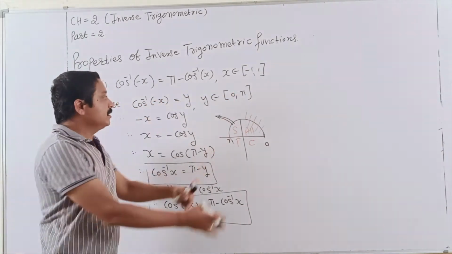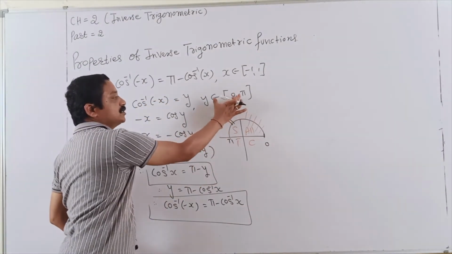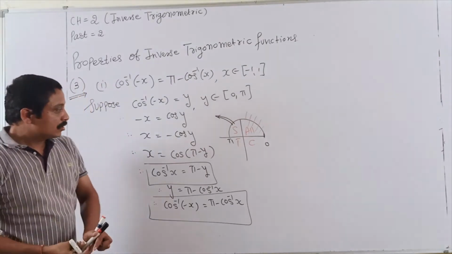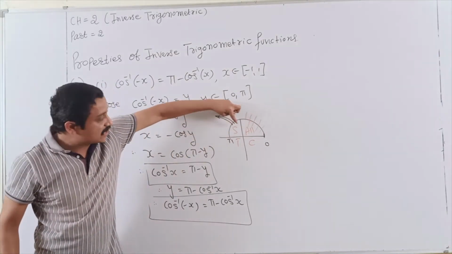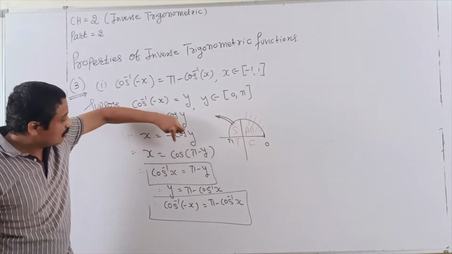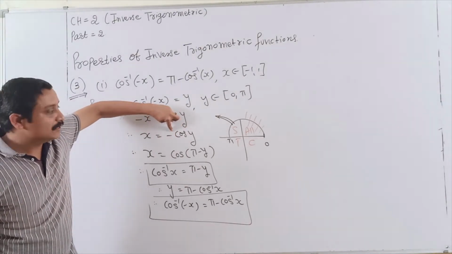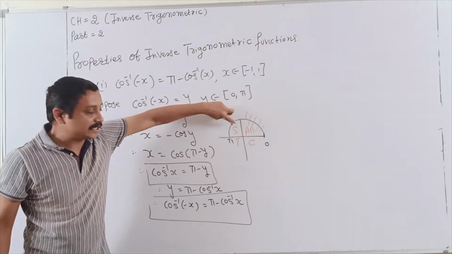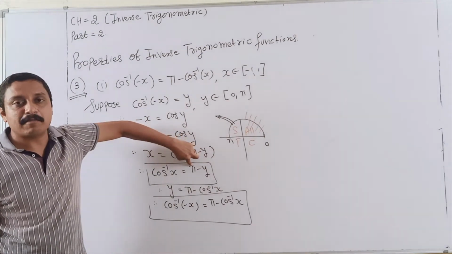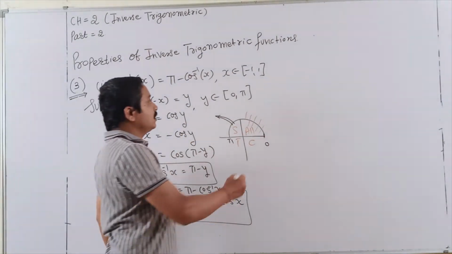One more time, repeat. In the range of cos inverse function, 0 to pi, there are two quadrants, first and second, but I want negative values of cos y. So when cos is negative in the second quadrant, that's why I have written here pi minus y. Now same.